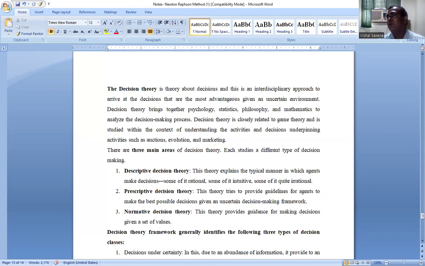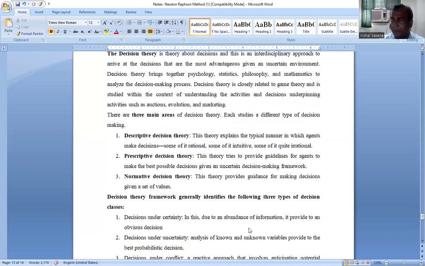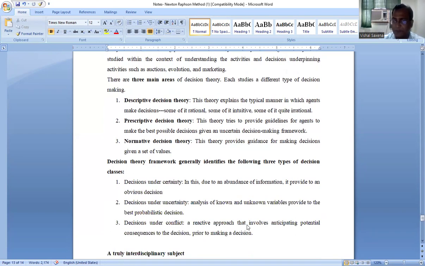Means for certain values, a certain set of values, the decision maker is guided to make decisions from these values. So these are the three main areas of decision theory. And next, the decision theory framework generally identifies the following three types of decision cases.